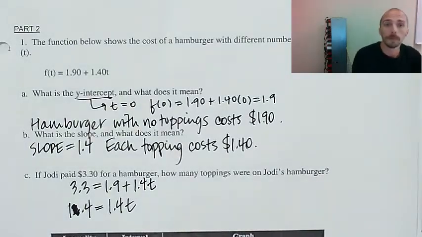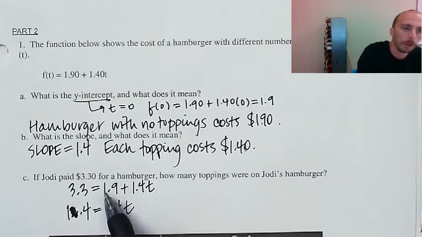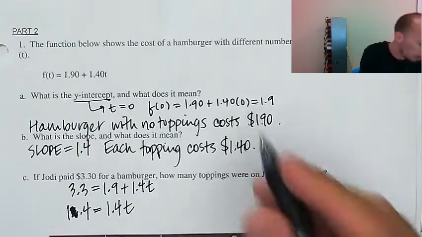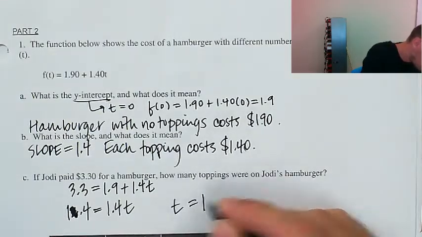All right, and then we're going to divide both sides by 1.4. And we're going to say t is 1.4 divided by 1.4, and we know anything divided by itself is 1. Or we could probably solve this one with our eyes, right? We can say 1.4 equals 1.4 times some number t, and that number's got to be 1. Okay.